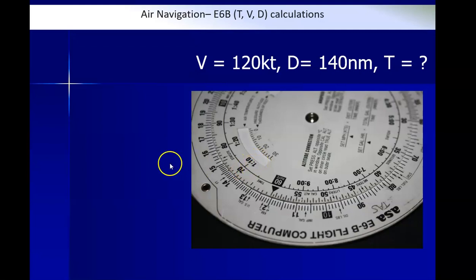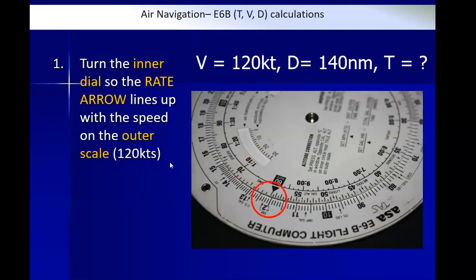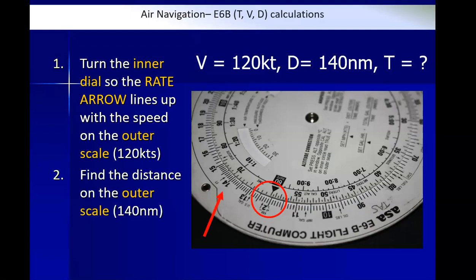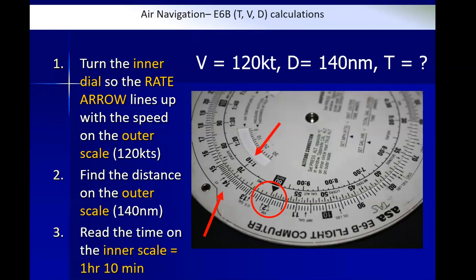So you can actually read it on both the B and the C scales. There you go. Start right there using your reference, and then go on the outside to your 140 nautical miles and read the B scale. And in this case, C scale is about an hour 10.